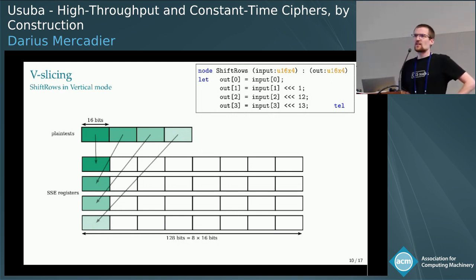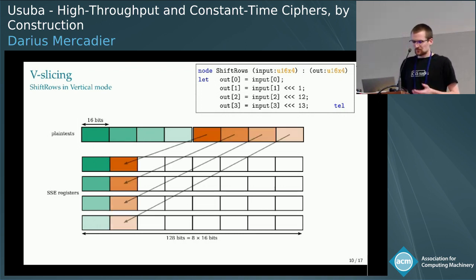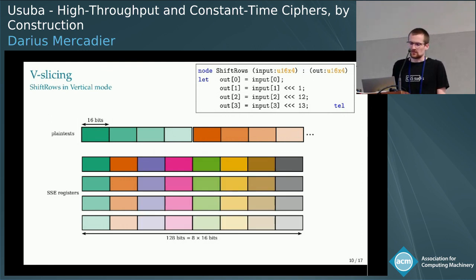The idea of vertical slicing is that you see your input of Rectangle as 4 times 16 bits, as we've done earlier. And each of these 16-bit elements goes in a different SSE register, or any SIMD register. And then, like with bit slicing, you have some empty space in your registers. So you can take your second input and put it in the registers as well. And you keep doing so until your registers are full.